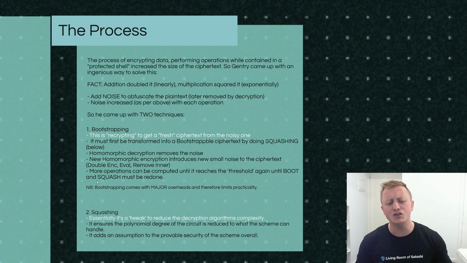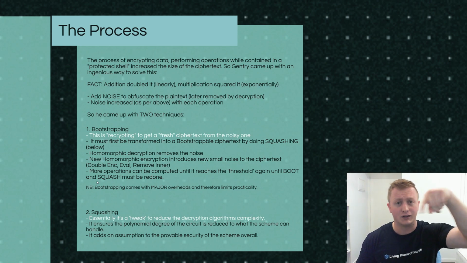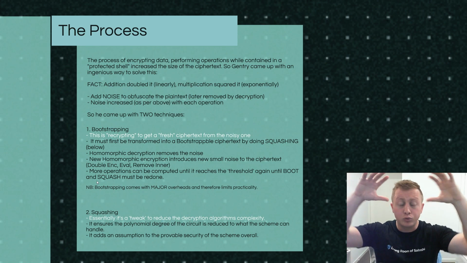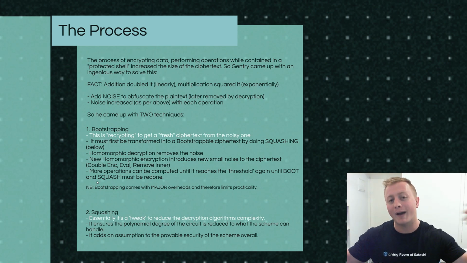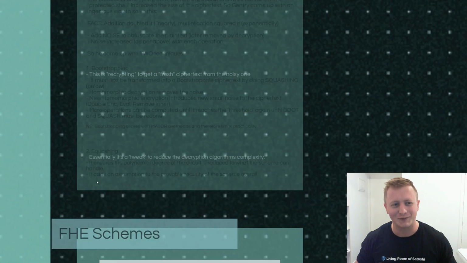Squashing ensures the polynomial degree of the circuit is reduced to what the scheme can handle. So polynomials are like your x squared. As a part of that squashing though, it does add an assumption to its provable security scheme of the SSSP. Now I won't go into that, but this is all about giving you information out there to go and research if you are interested in how freaking cool this stuff is.